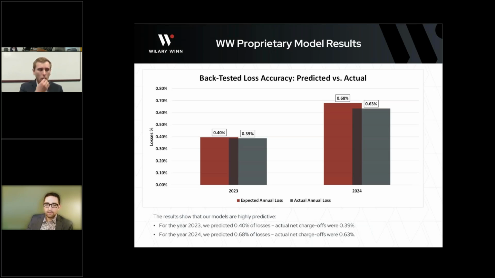So in short, when a discounted cash flow model is built the right way and applied consistently, we get reserve estimates that are more than just compliant for CECL. We're actually showing real world results and how they compare to actual modeled losses, and that they continue to be very accurate.